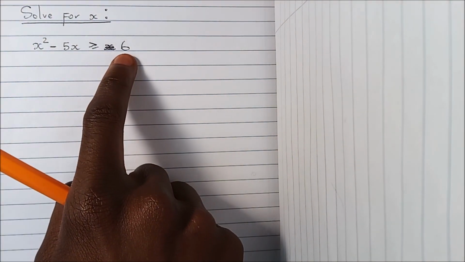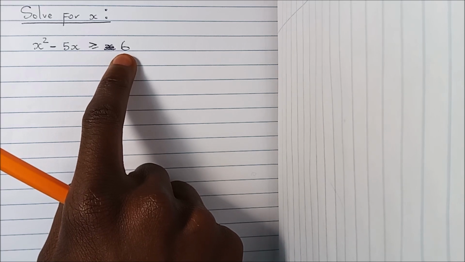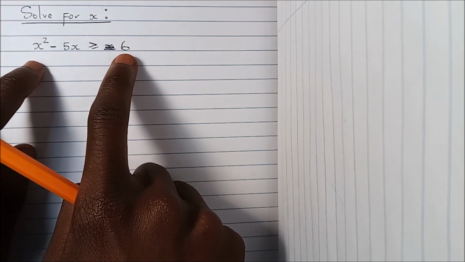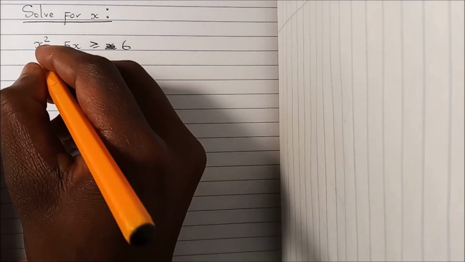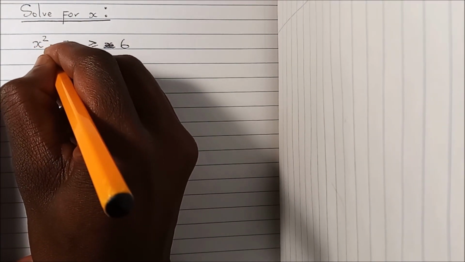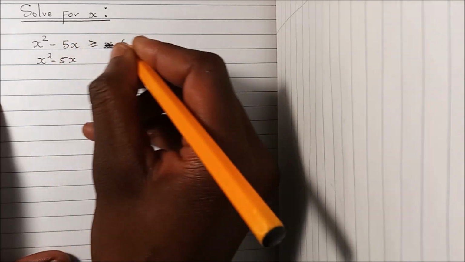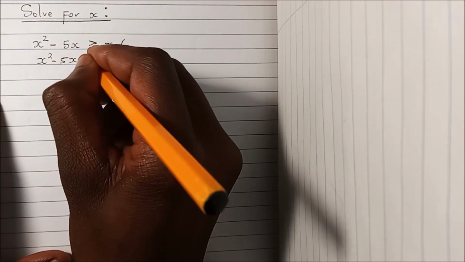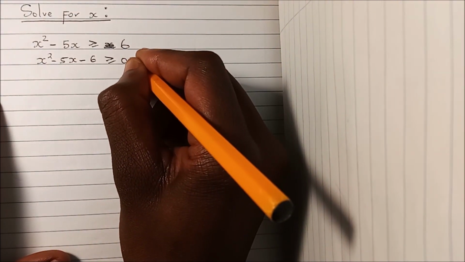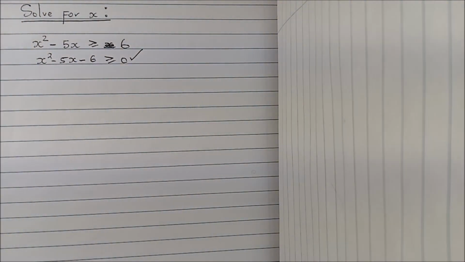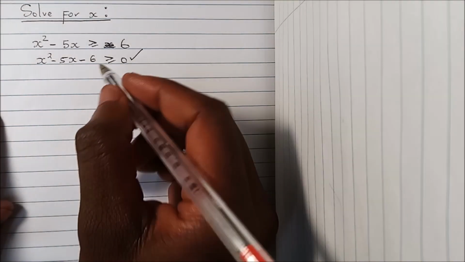Now remember I said you need to remember your types. You see we need 0 on that side. So we take 6 to the other side. So we have x squared minus 5x minus 6. It's positive, if it goes to that side, it will be negative. We still have our sign there. So now our golden ticket is this 0.